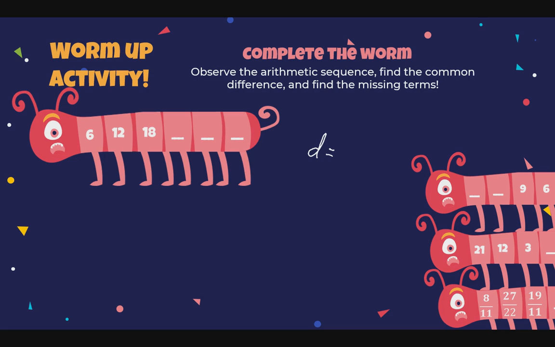Very good. The common difference is 6. And how do we find 6? We subtract 12 minus 9 and check if it matches 18 minus 12. So both of these are 6. So if the common difference is 6, what do you think are the next two terms or next three terms of our sequence?